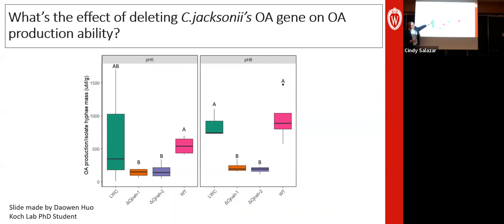We compare it to the wild type and then a different wild type. This LWC is an isolate of Clarireedia that's been fully sequenced. And so we actually used this isolate to determine which genes to knock out here.